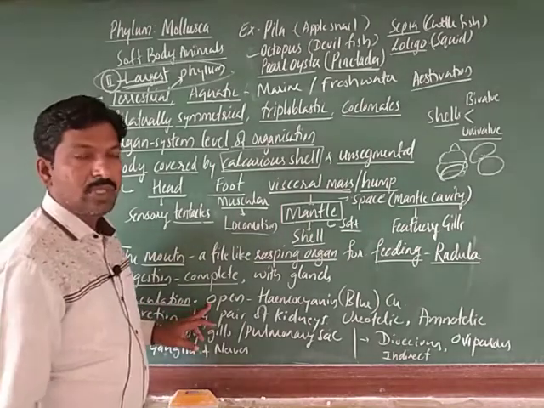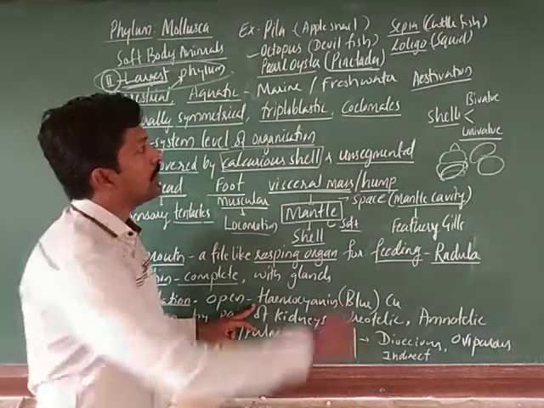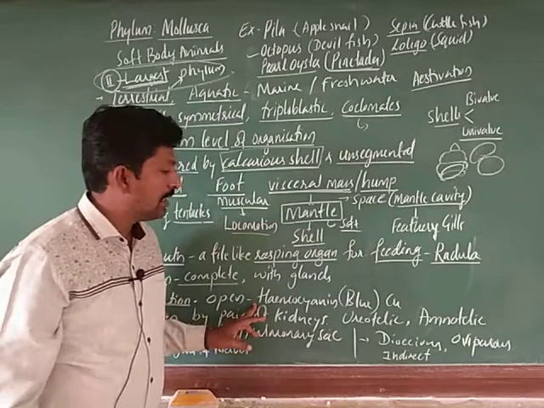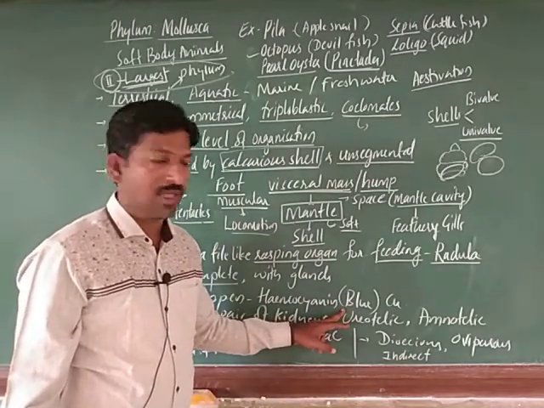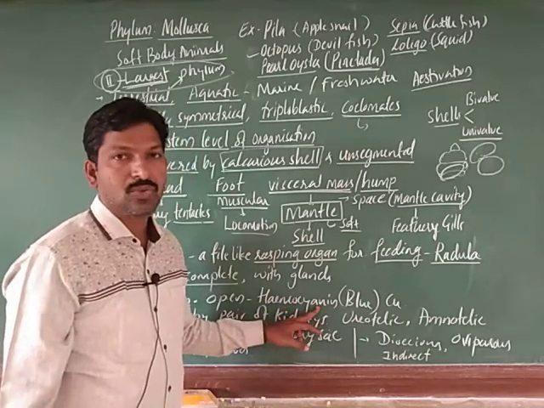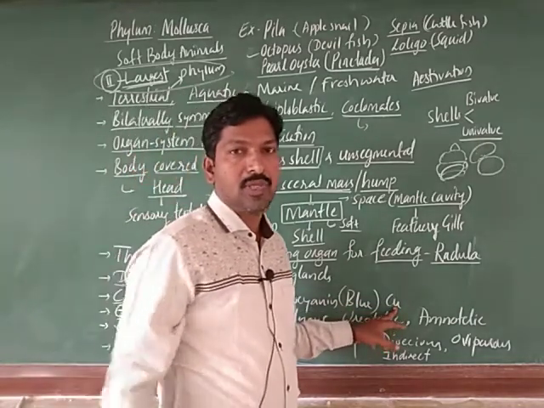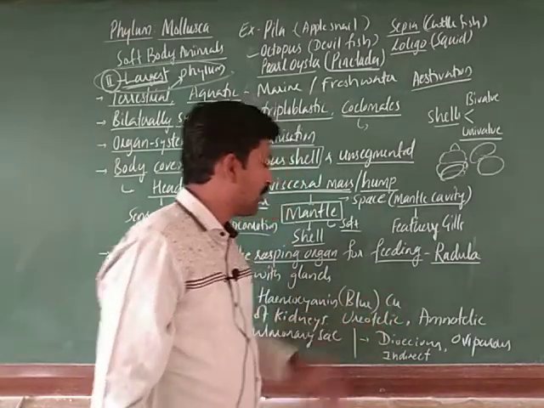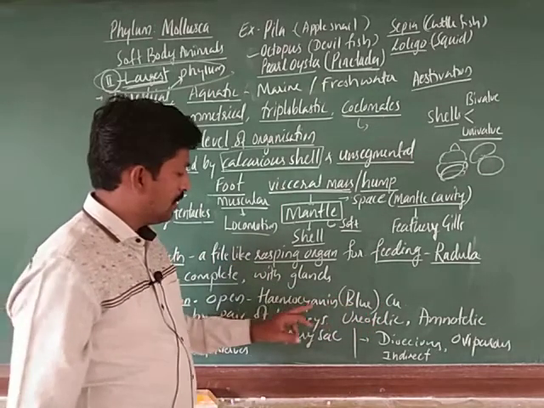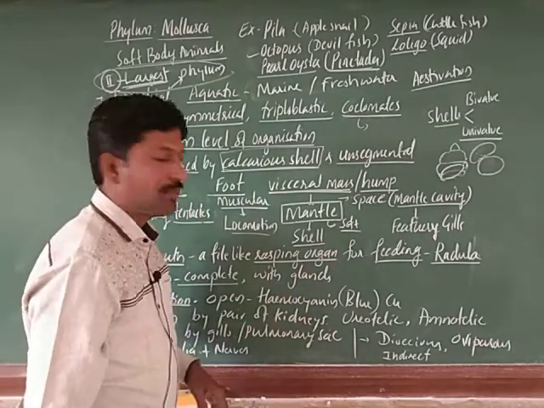Circulation is open type. There may be a pumping heart, but it pumps its blood into the hemocoel. As I explained about the coelom, some portion is considered as hemocoel, and the blood is bluish in color. That is because, instead of hemoglobin, there is hemocyanin, which contains copper instead of iron. So copper is the content of this hemocyanin, which helps in respiration, as you know.